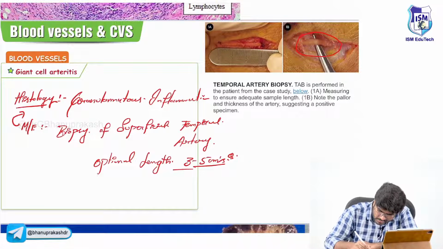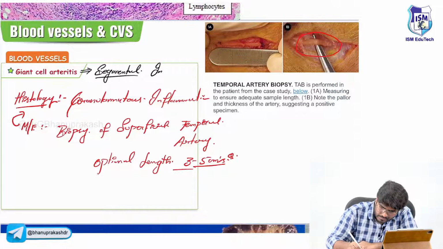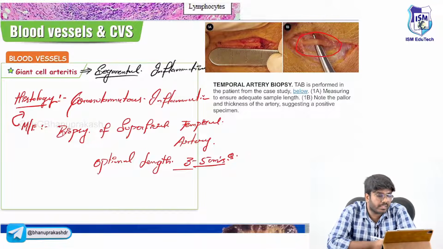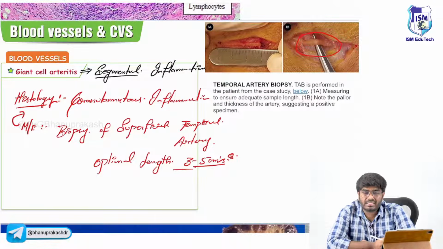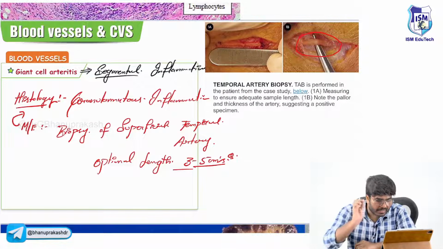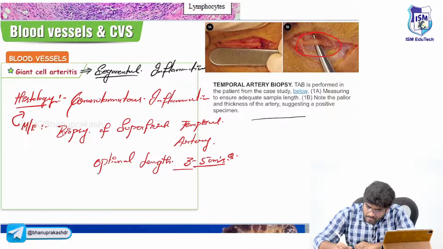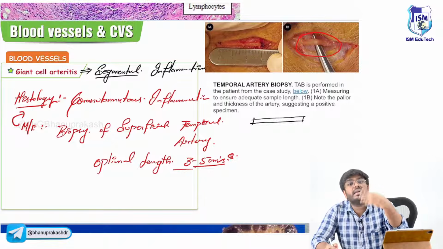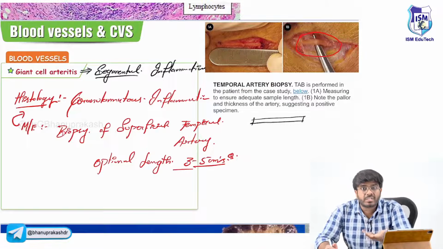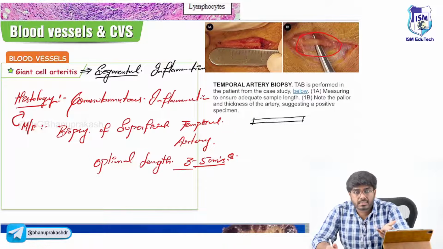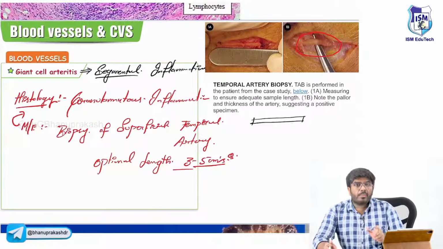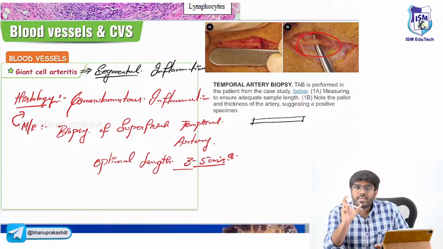So giant cell arteritis is a segmental inflammation of the temporal arteries. For example, if you take a small piece of artery, only 1 centimeter, maybe in that particular area there is no inflammation, so you will miss the diagnosis. For that purpose, you need to take a large piece of temporal artery biopsy.